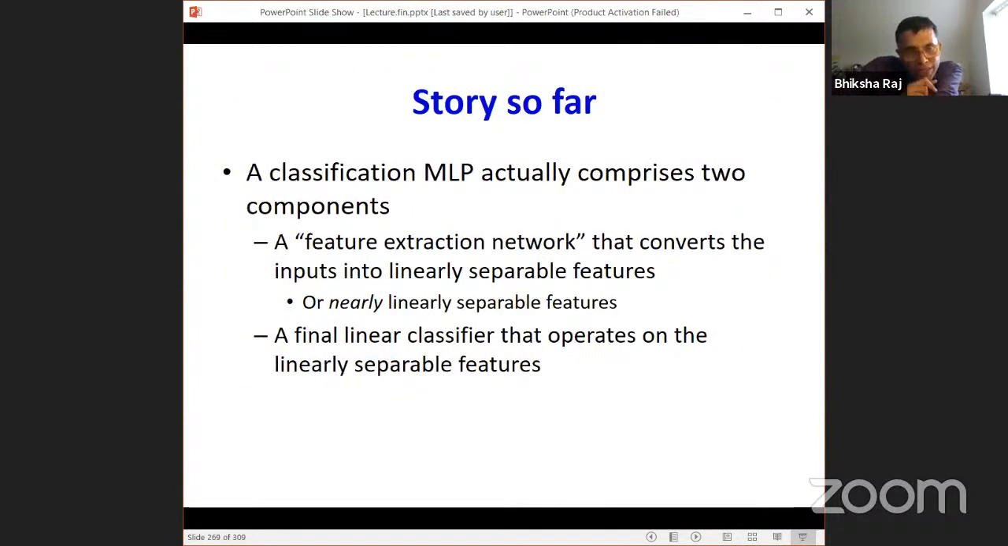And so the story so far is that a classification MLP actually has two components: the feature extraction network that converts the input into linearly separable or nearly linearly separable features, and a final linear classifier that operates on these nearly separable features and computes the a posteriori probabilities of the classes.